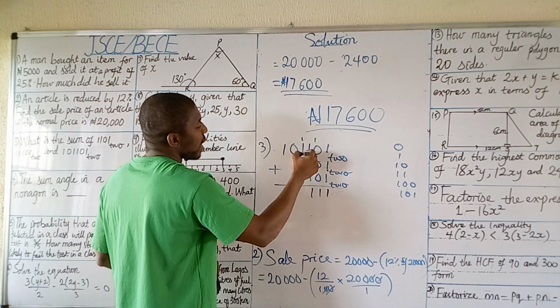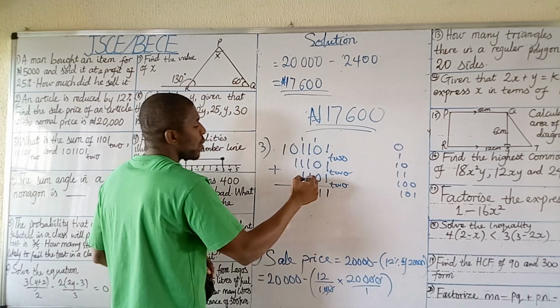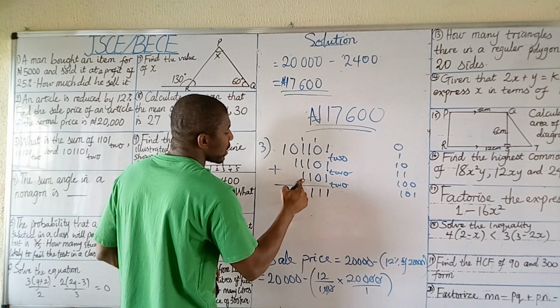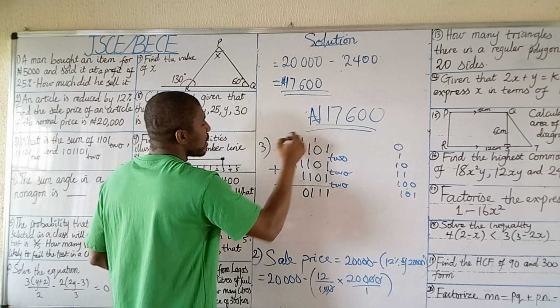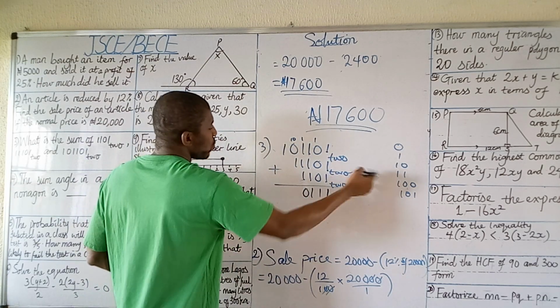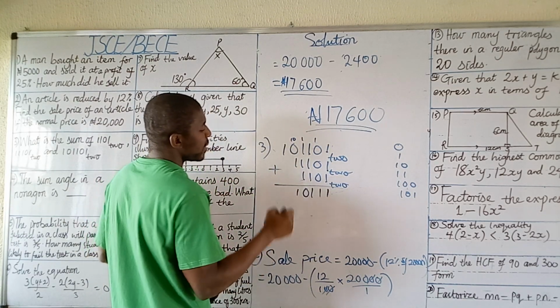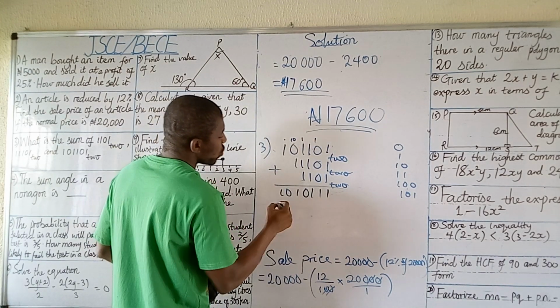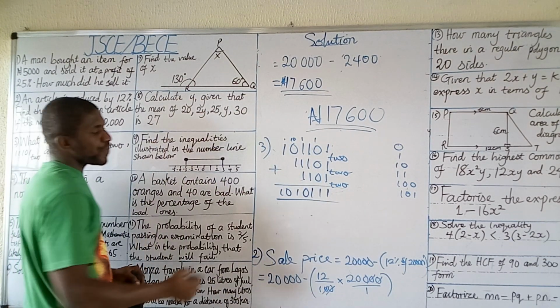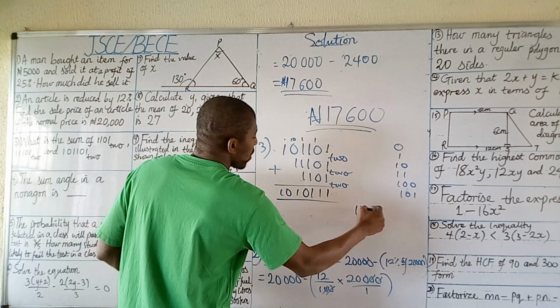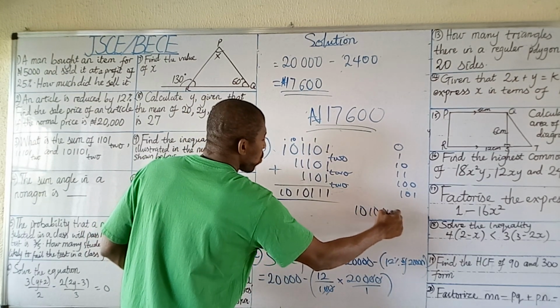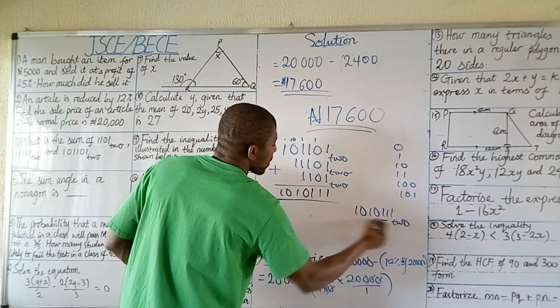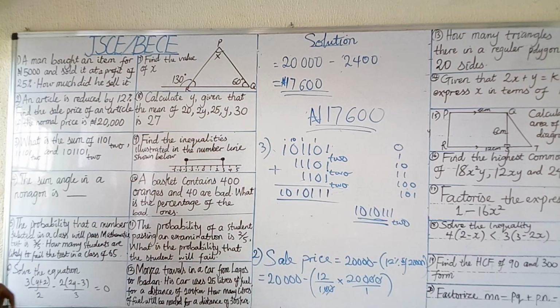Now 1 plus 1, 10. Plus 1, 11. Plus 1, 100. So I'm going to write 0 and carry 10. 10 plus 1 will give me 11. Write 1, carry 1. Put it here. 1 plus 1 here will give me 10. So my answer becomes 1010111 base 2 after addition. So this becomes the answer.